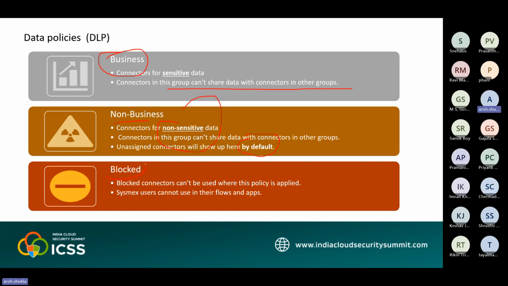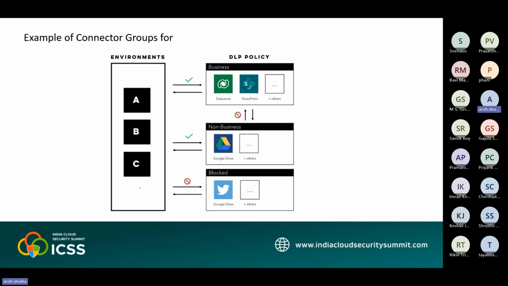And the third is the blocked one. For example, many organizations use OneDrive, sorry, Dropbox, or any other tools. So they mostly block all these third-party file storage applications like Dropbox or other applications. They don't use them, so we have to block those particular things. So these are the things we can work on.